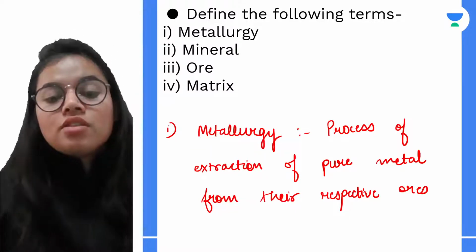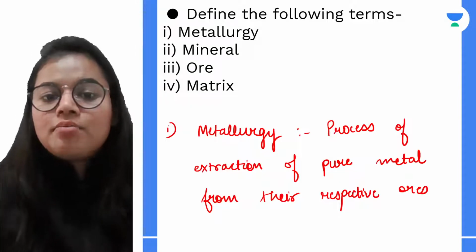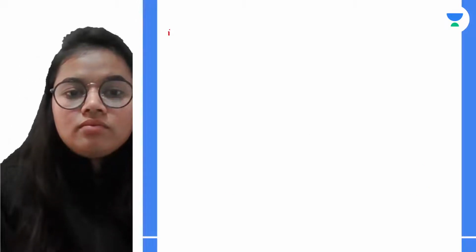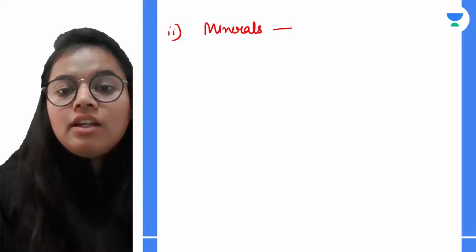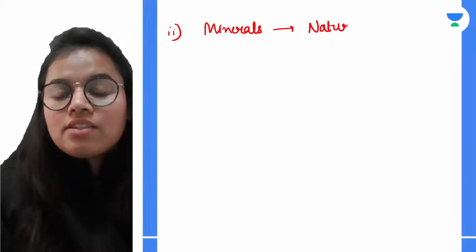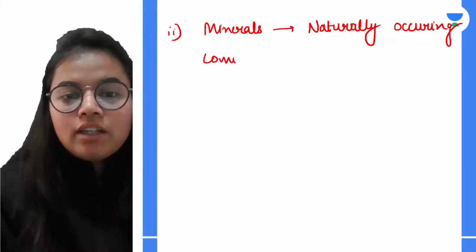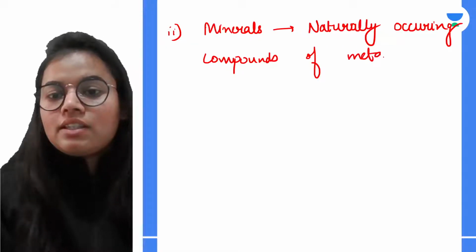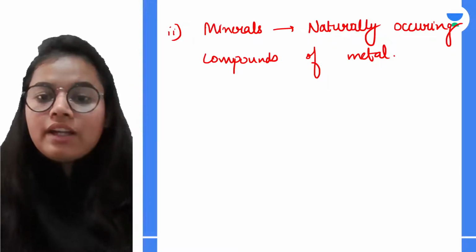Okay, so the process of extracting the pure metal out of the ores is known as metallurgy. Next is mineral. So what is a mineral, or how to define a mineral? Minerals are the naturally occurring compounds of metal. They are present in the earth's crust and they are the naturally occurring compounds of metal.